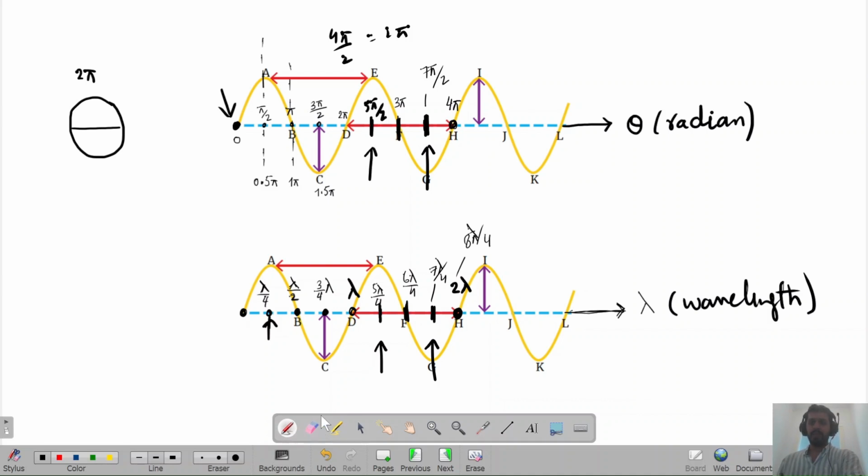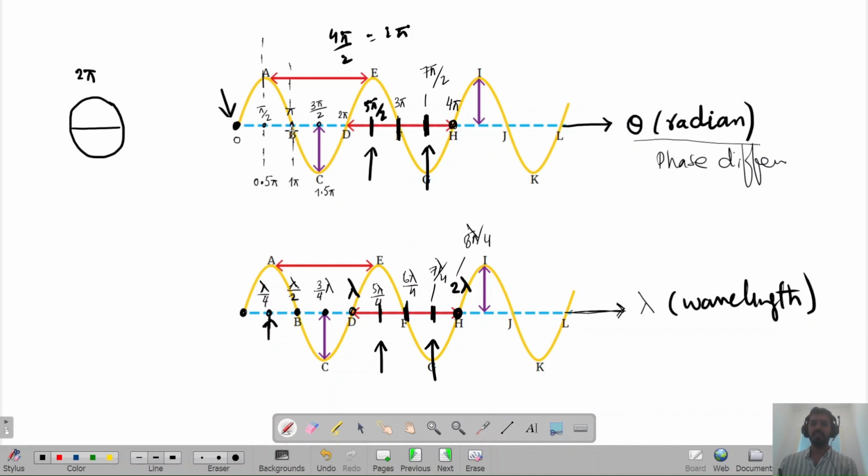Now, the important thing to remember is that if you are labeling these points in units of radians, and I ask you what is the difference between point D and point B, let's say, the answer will be given as a phase difference, because we are labeling these points as angles, right? So whenever you are labeling these points as angles, we call it phase difference if you find the difference between 2 points.